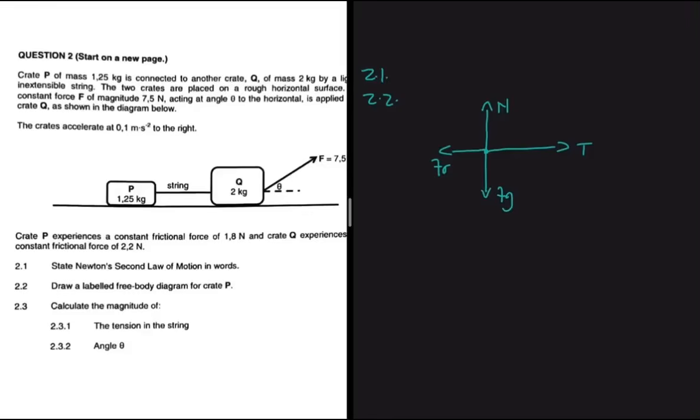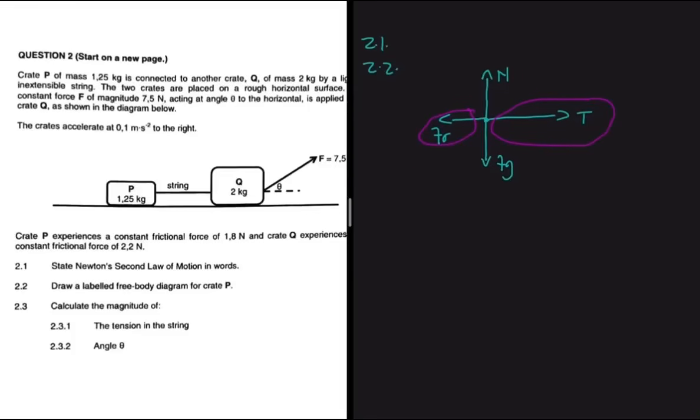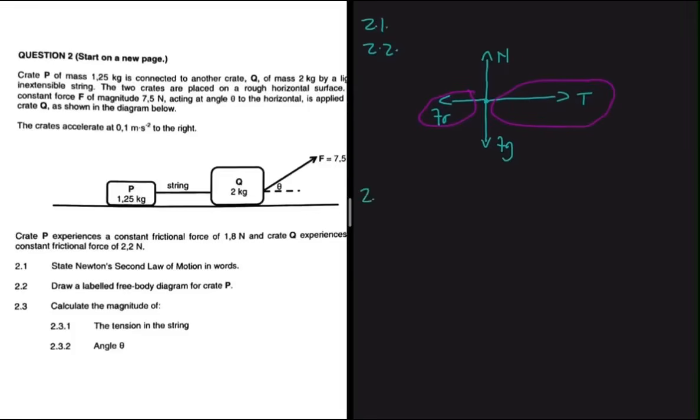I don't know if the examiners are going to penalize you if your F_R is not less than the tension force, but it's supposed to be less than the tension force because they are moving to the right. We know that they're moving to the right because of that acceleration of 0.1. Anyway, 2.3.1.